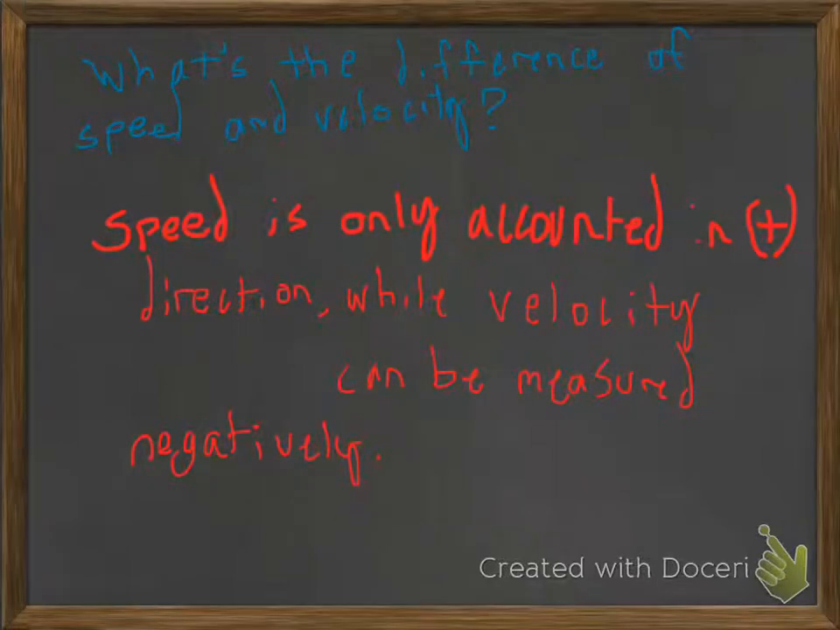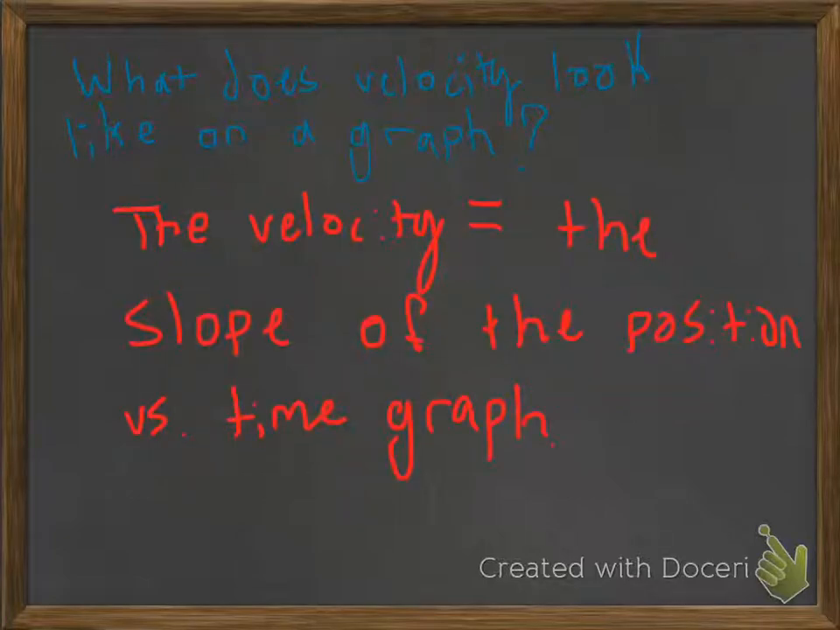What's the difference between speed and velocity? Well, speed is only counted in the positive direction, while velocity can be measured both negatively and positively. So what does velocity look like on a graph? The velocity on a time graph over position is the slope of that line.